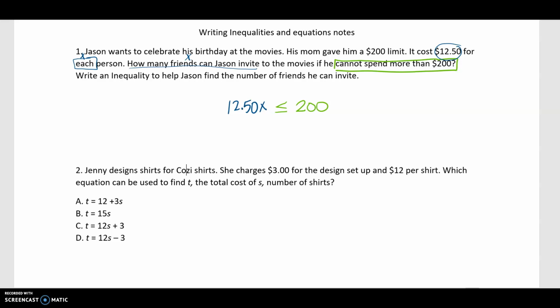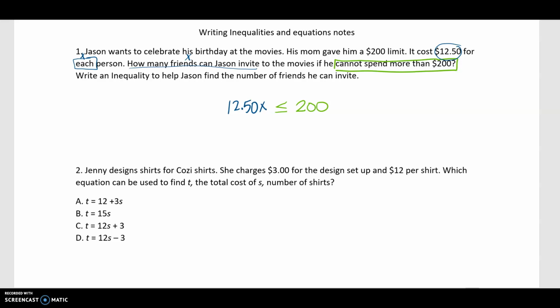Let's look at number 2. It says Jenny designs shirts for Cozy Shirts. She charges $3 for the design and setup and $12 per shirt. Which equation can be used to find T, the total number of shirts?